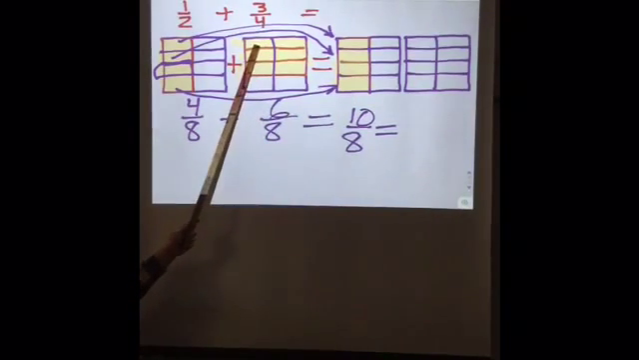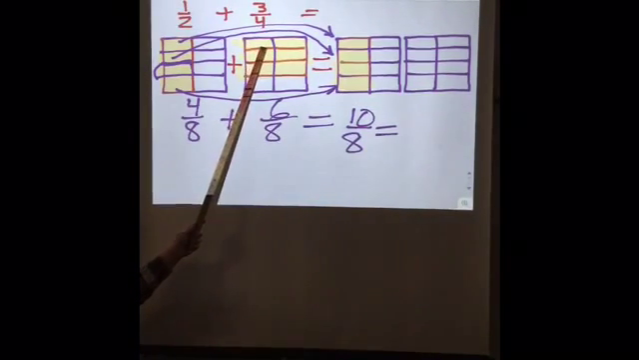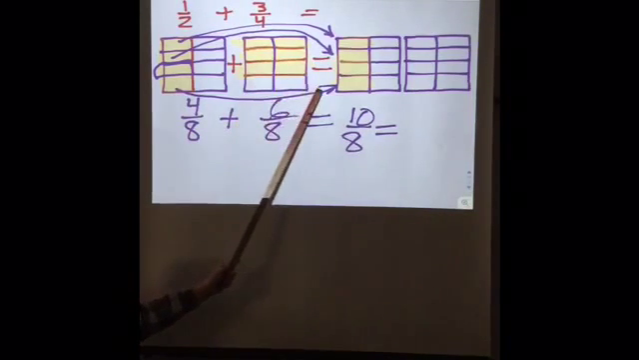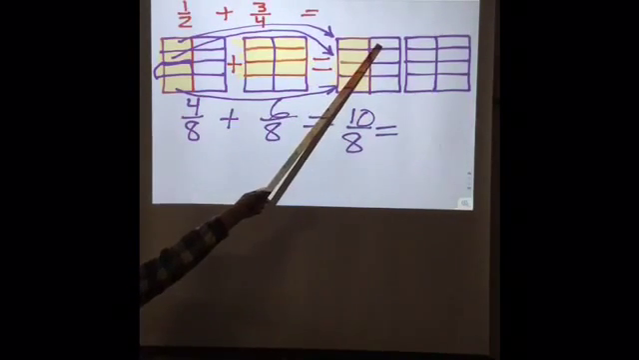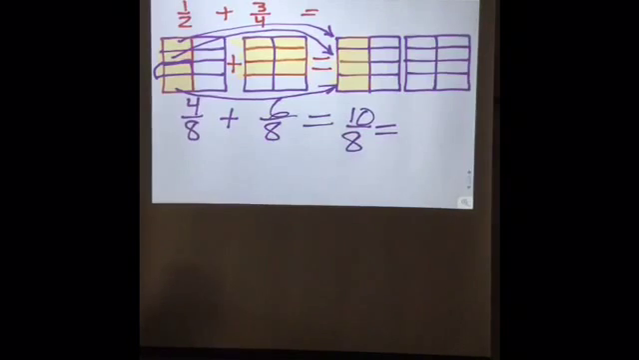So where do you think I should shade this one in at? The other half? In this box? Yes. Yeah, let's do it that way. So I'm just going to cross this off and show that I'm going to shade it in over here, okay? Just to show that it's getting moved.